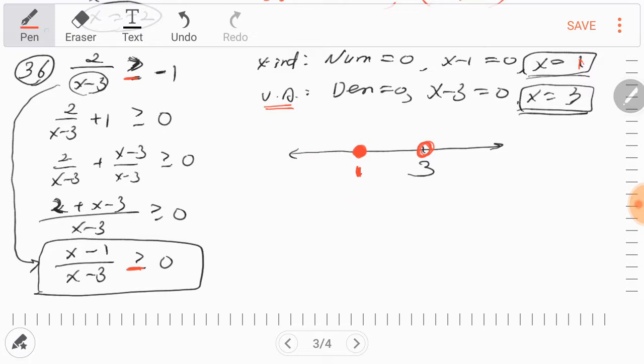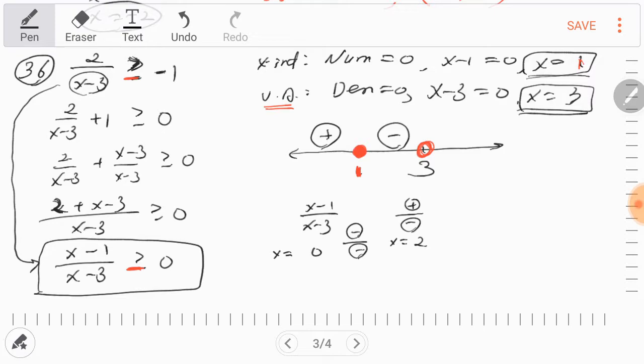So why don't we find the sign of the expression for each interval. So let's say x equals 0, less than 1. Then 0 minus 1 is negative. 0 minus 3 is negative. The quotient is positive. So the expression is positive when x is less than 1. How about between 1 and 3? So let's try x equals 2. Then the numerator 2 minus 1 is positive. The denominator 2 minus 3 is negative. So the sign is negative.